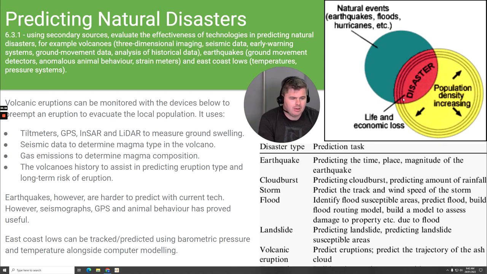So as we can see here, the dark green is the natural events. If there were no humans on this planet, there wouldn't be any natural disasters. There would just be natural events. Now, if we have a high population density, then naturally these two are going to overlap with life and economic loss occurring. Hence, the red area is a disaster.